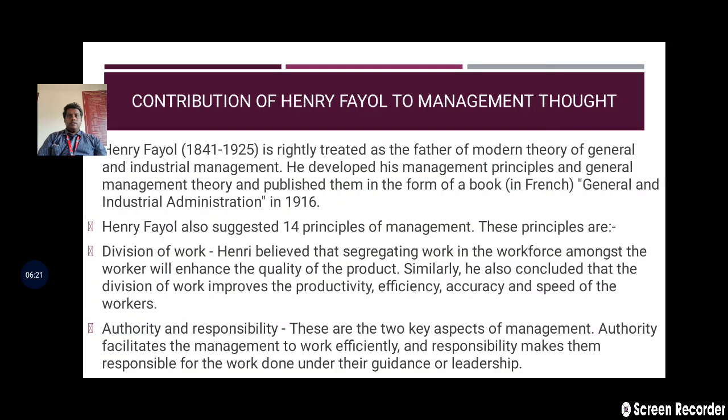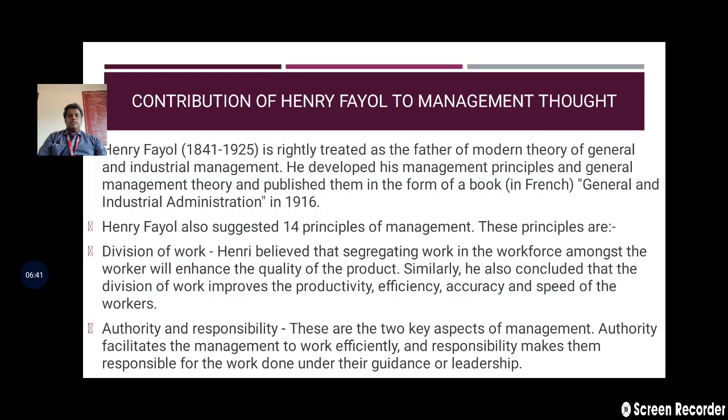And the next one is the contribution of Henry Fayol to management thought. Henry Fayol, 1841 to 1925, is rightly treated as the father of the modern theory of general and industrial management. Henry Fayol also suggests 14 principles of management.